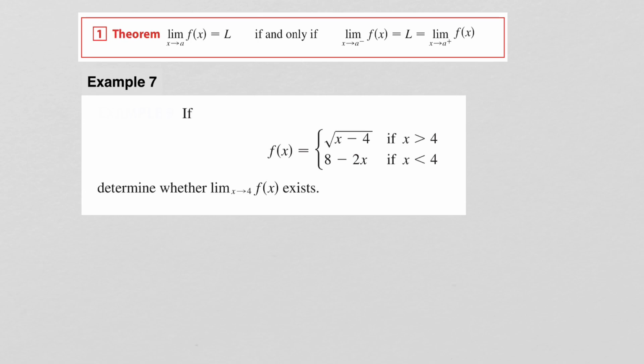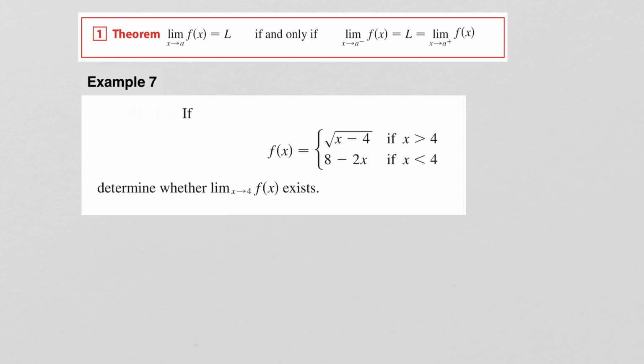Next, we have a theorem. The theorem says that the limit as x approaches a of a function is equal to L if and only if the limit as x approaches a from the left is equal to L and the limit as x approaches a from the right of f is equal to L. So that is to say, the limit as x approaches a will only equal L if both the left and right limits as you approach a also equal L.